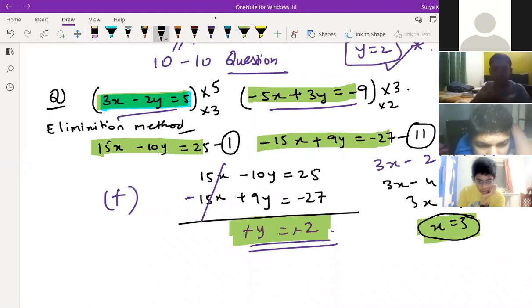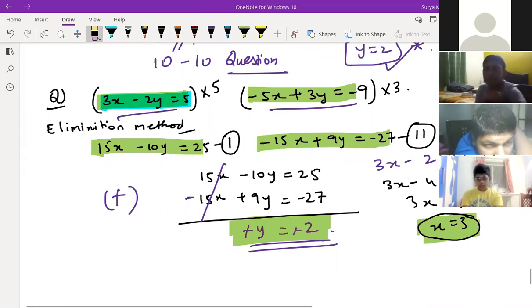If they do not specify the method, you can do it by any method. If they ask only to find the solution, you can do any method. Sir, so basically we can do any method, but the basic concept is we have to find the x and y values, right? Yeah, x and y.